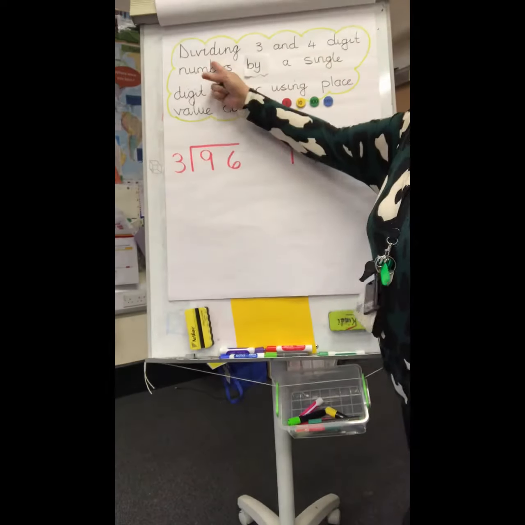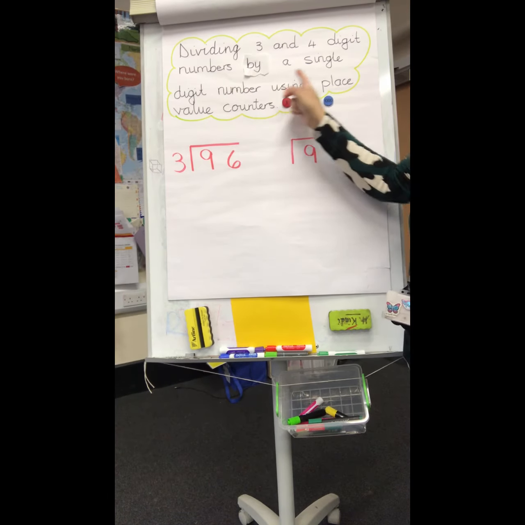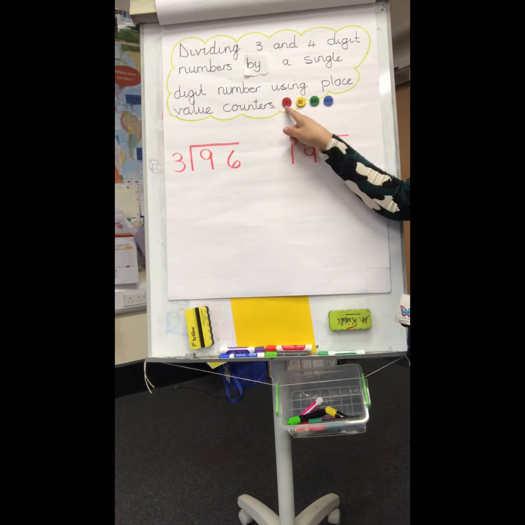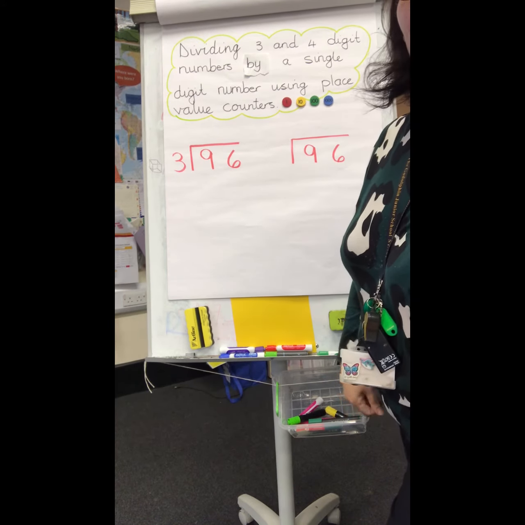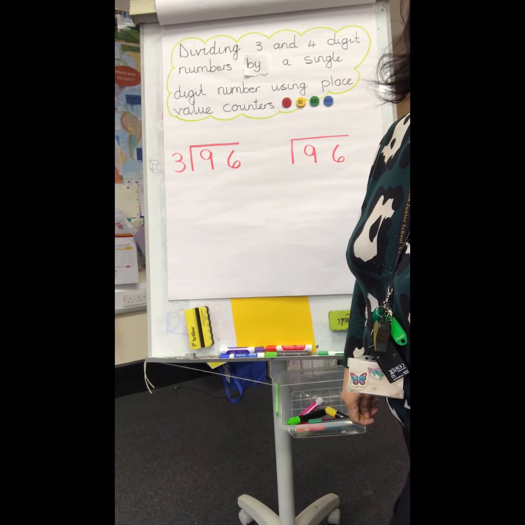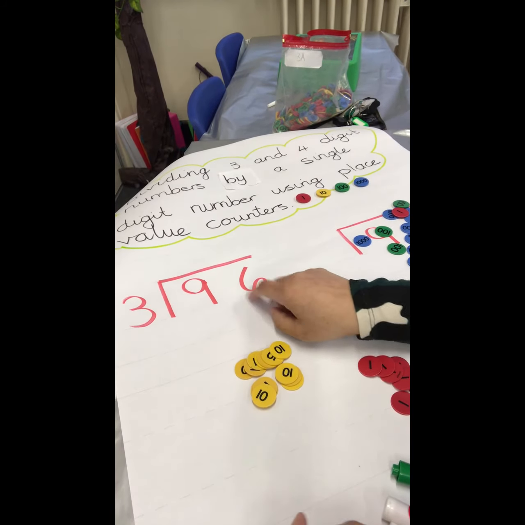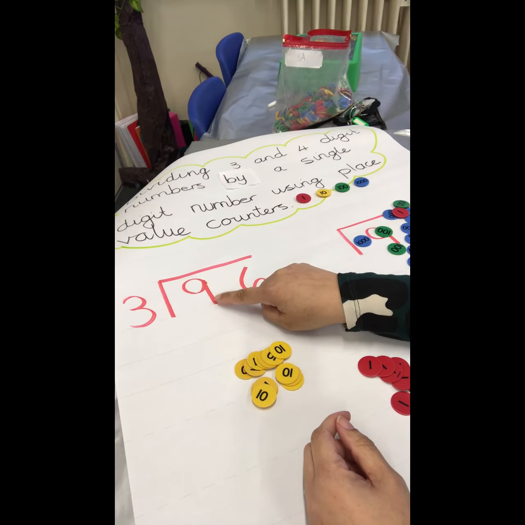We'll be dividing 3 and 4-digit numbers by a single-digit number using place value counters. So there's a 1, a 10, 100, and 1000. I'll be showing you how to divide using those counters. Our number is 96 and we're dividing by 3. So I need to put 90 in my tens column.